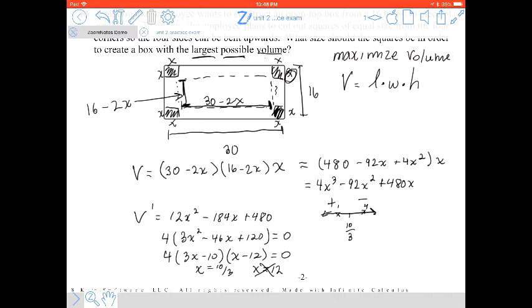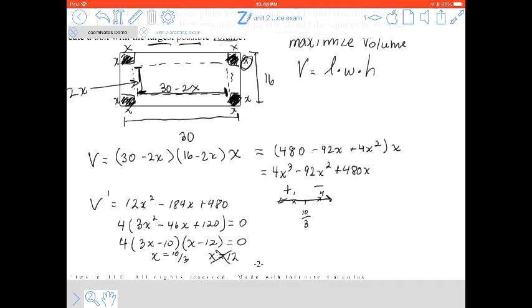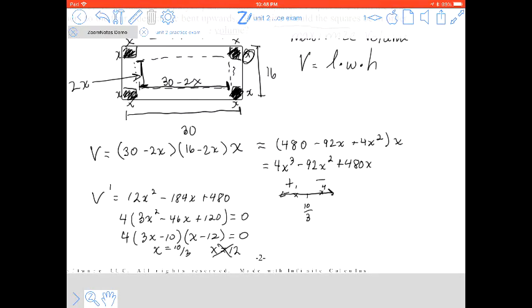And the question is, what size should the squares be in order to create a box with the largest possible volume? They're asking about what size of square should be cut out of each of the 4 corners. So the size of the squares should be 10/3 of an inch.